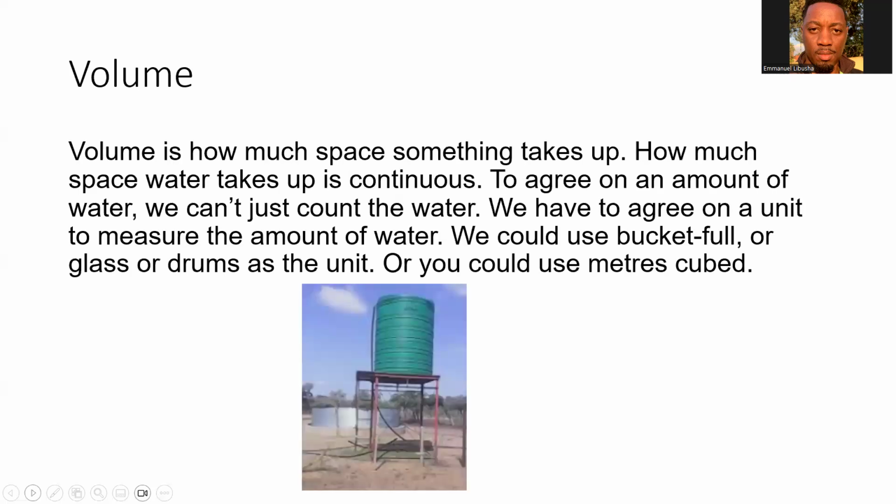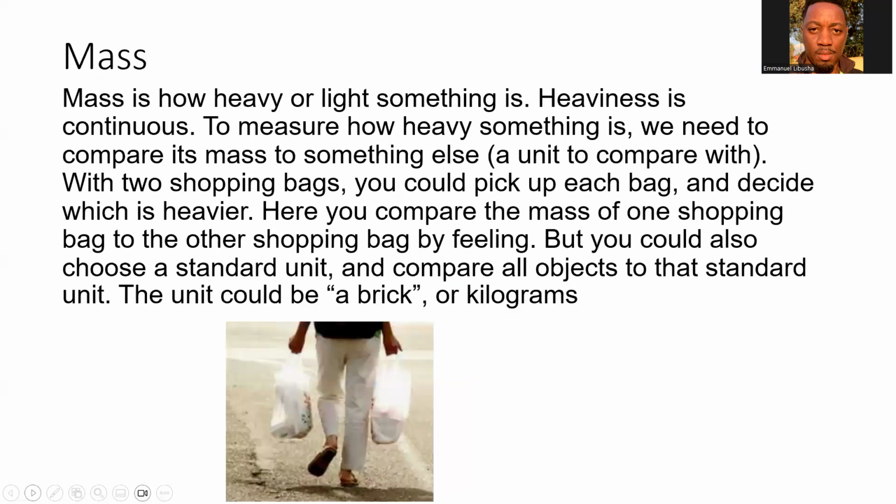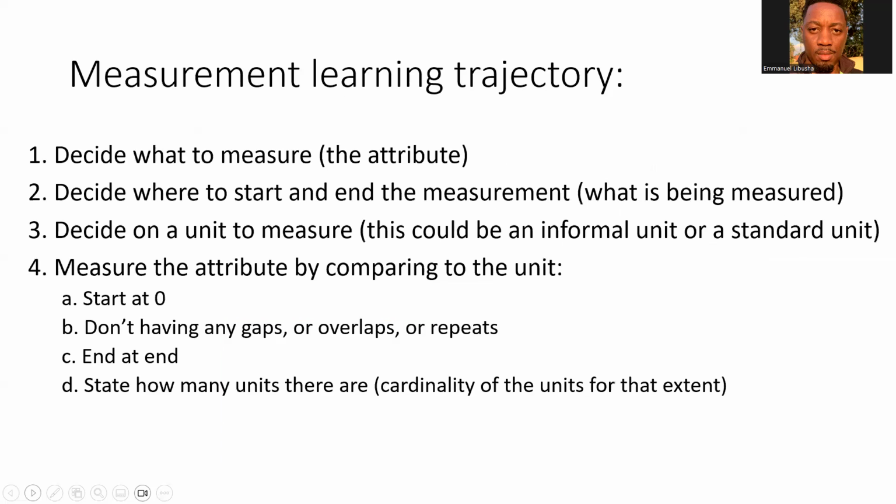Okay. Look at the concept of volume. When you talk about water, water is continuous, and when we put water in a JoJo tank, that is still continuous. But if we start bringing in buckets, then we can count the number of buckets. Okay. The mass. Mass is how heavy or how light something is. And to measure how heavy something is, we need to compare its mass to something else, right? And that helps you to understand the concept of measurements. And bringing in the unit of measurement, we can measure it in kilograms or in milligrams, but either way, that becomes the unit of measurement.